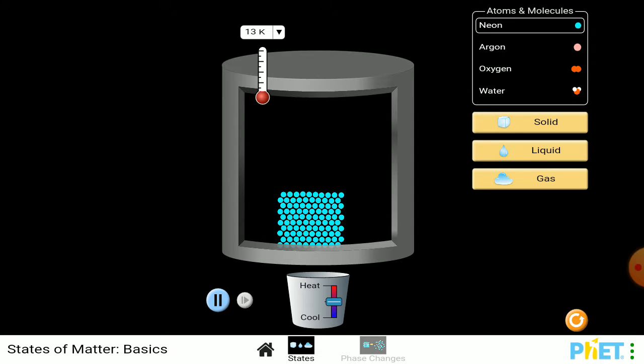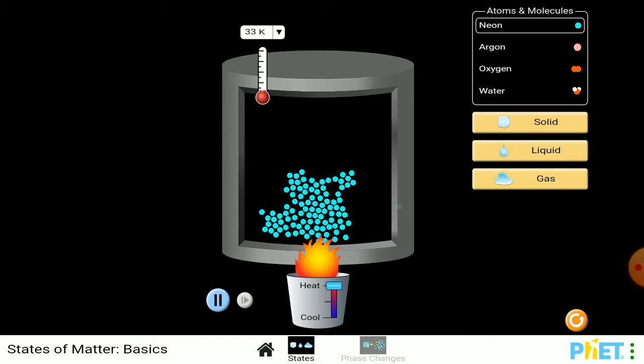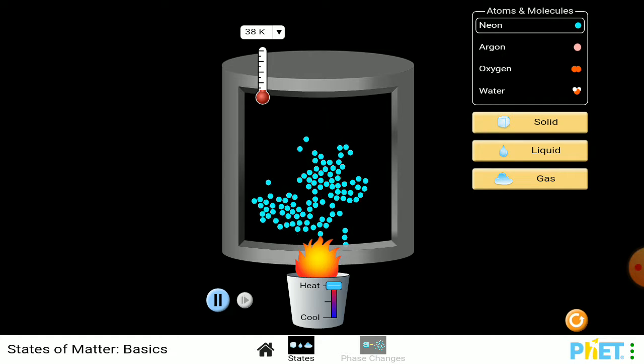Now you can see this 13 Kelvin. Actually it is minus 260 degrees Celsius, which is what we are going to study. So when it is minus 260 degrees Celsius, now when we raise it up, see what happens. The molecules are there. These that you can see going on now, these are the molecules.